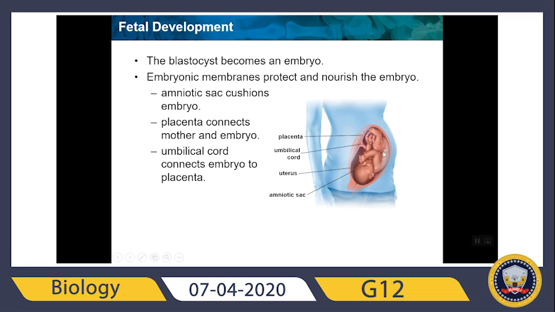So, the umbilical cord connects the embryo to the placenta. The placenta connects the mother and the embryo together. The amniotic sac cushions the embryo.